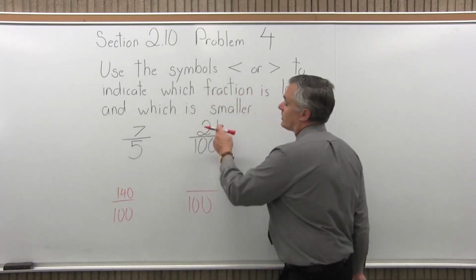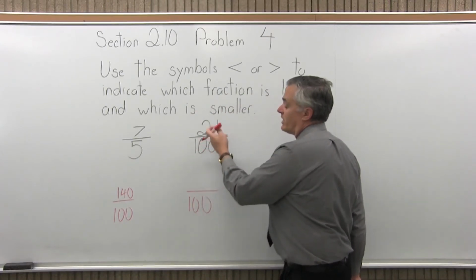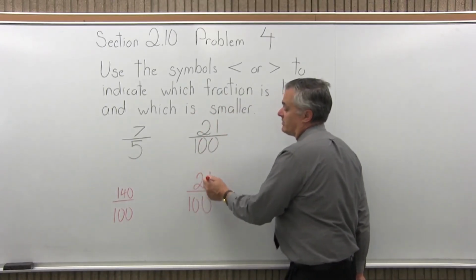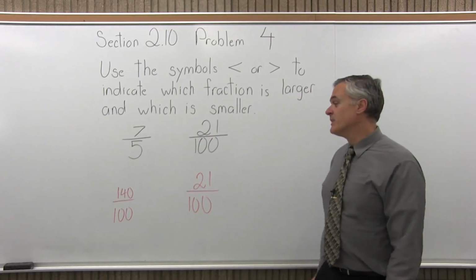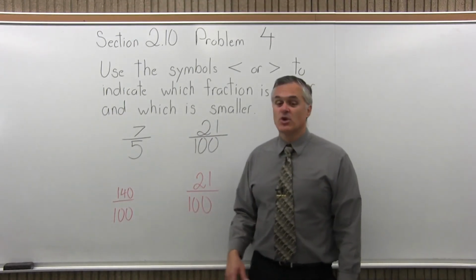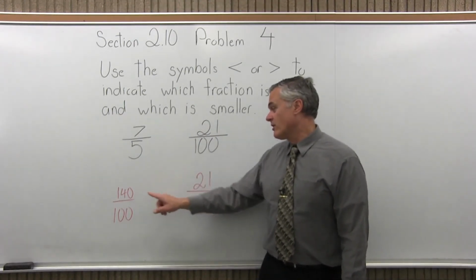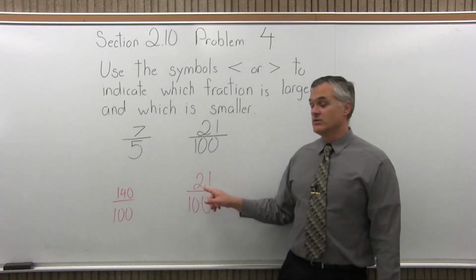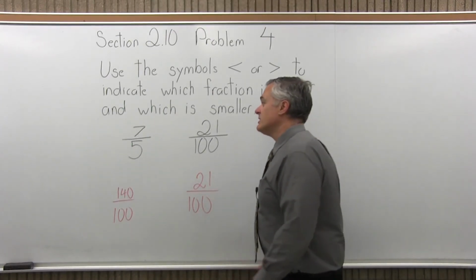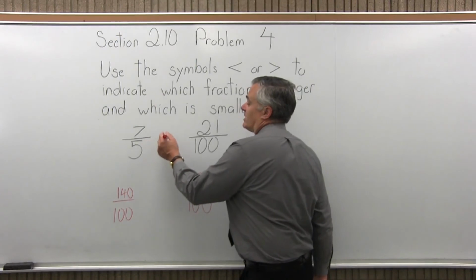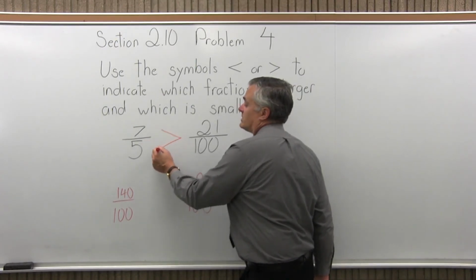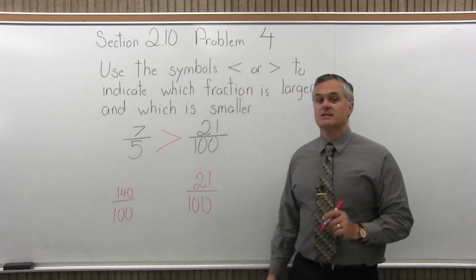Now the other fraction, 21 over 100, if I get to keep the 100, the denominator, I also get to keep the numerator, 21. Now, where they're both over the same denominator, clearly 140 over 100 is much larger than 21 over 100. So the 7/5 is the larger fraction, so the inequality symbol is placed with the open end towards the 7/5.